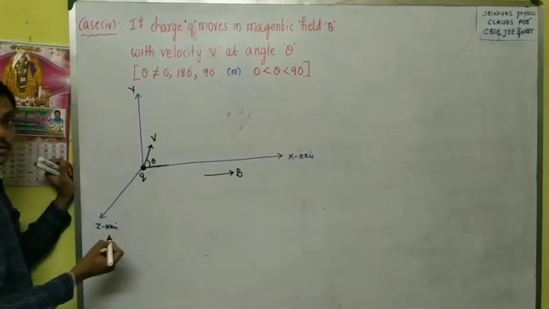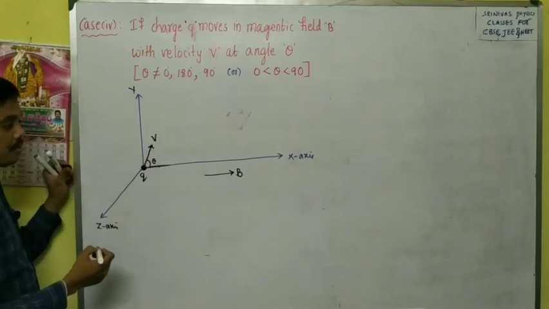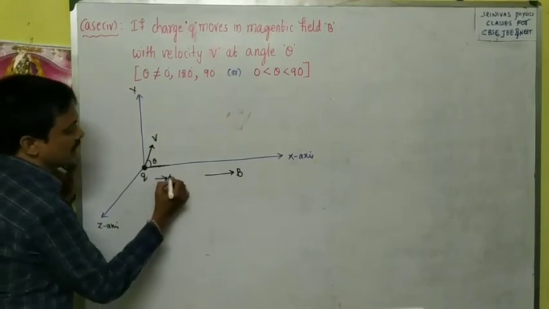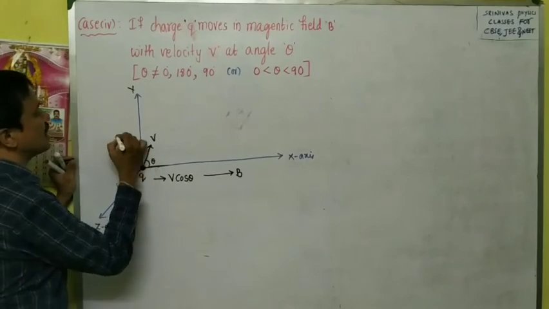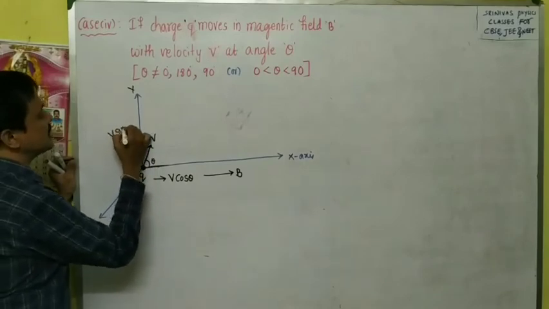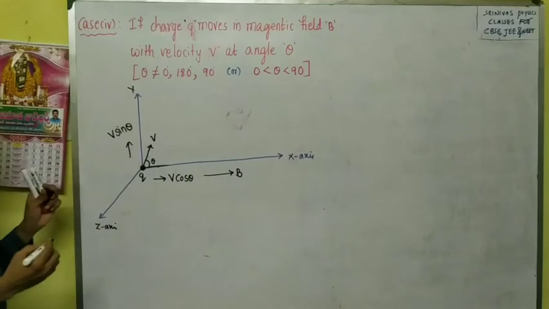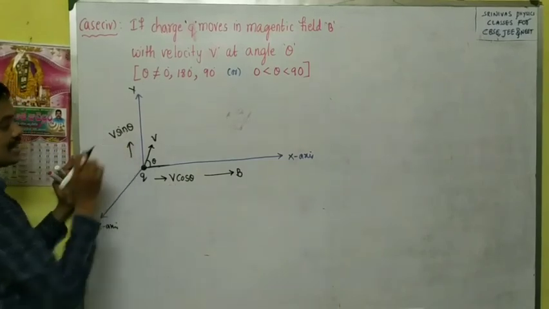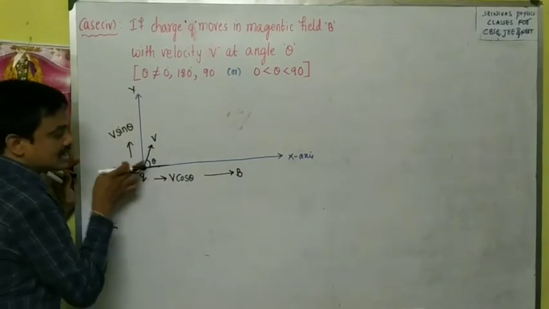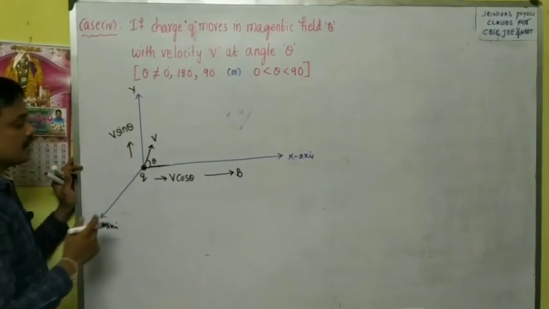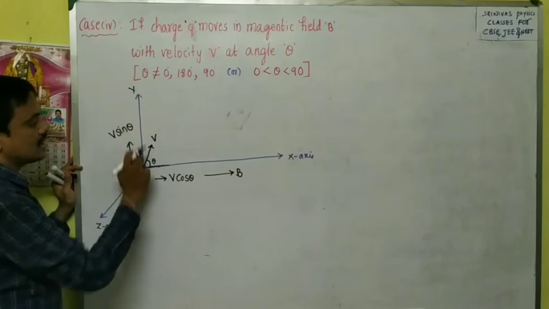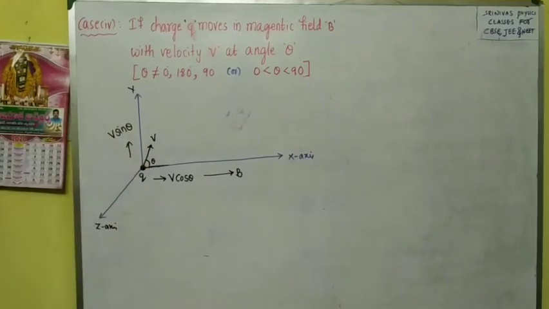Okay, and now this velocity is resolved into components. One component will come along the x-axis, that is v cos theta, and one component will come along y-axis, that is v sin theta. Okay, and what will the v cos theta do and what will the v sin theta do? V cos theta is in the direction of the magnetic field and v sin theta is perpendicular to the magnetic field.